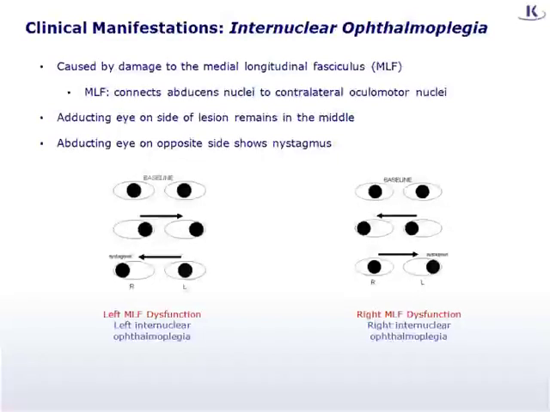As shown in the diagram, in the left internuclear ophthalmoplegia, the left eye doesn't move if both eyes try to look towards the right. Conversely, in the right internuclear ophthalmoplegia, the right eye does not move in an attempt to look towards the left. Such disruptions cause patients to experience double vision due to a lack of coordinated, or in this case, conjugated eye movement.